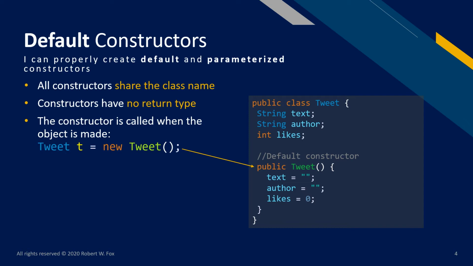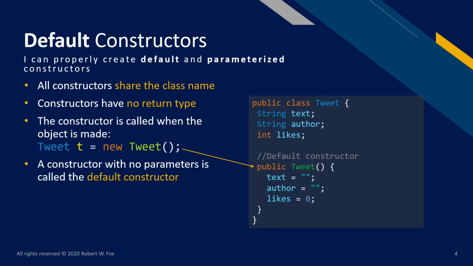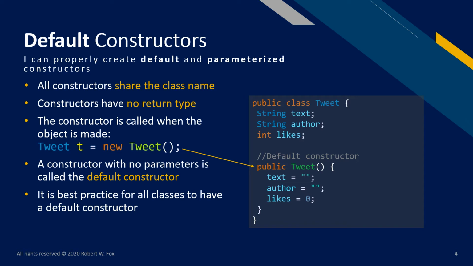Now, what I've created has a very specific name. This is actually called a default constructor. A default constructor is a constructor that has no parameters and simply sets all of the variables to their initial values. It is best practice for all classes to have a default constructor, though as we'll see on the next slide, we are probably going to want to add some additional constructors as well.